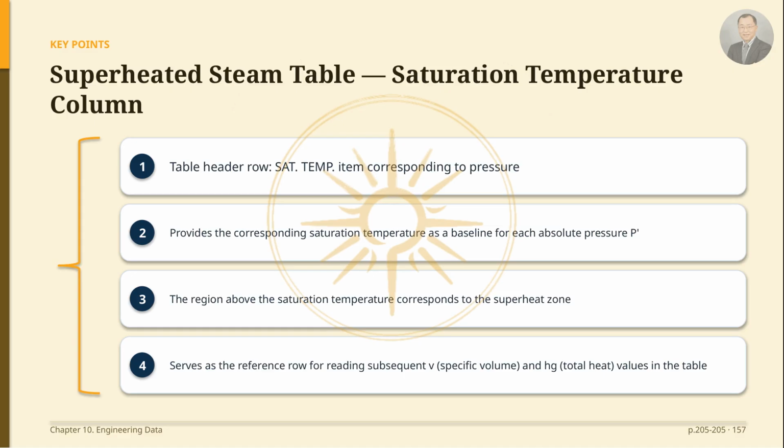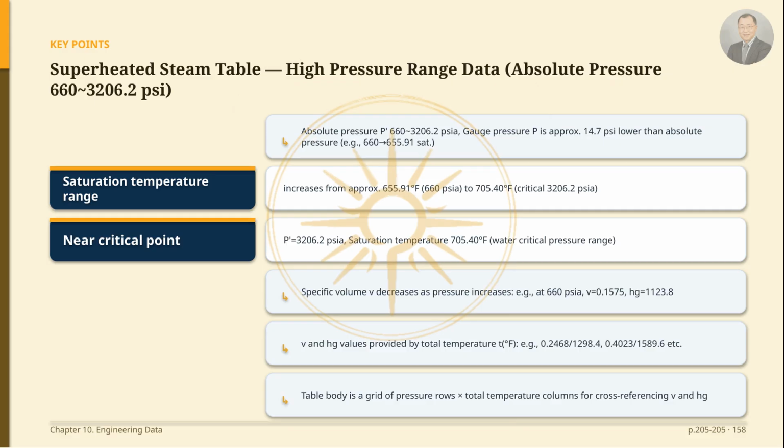I will now introduce the saturation temperature item of the superheated steam table. At the top of the table, there is a SAT temp row for each pressure condition. Saturation temperature refers to the temperature at which water boils and turns into steam at a given pressure. The region with temperatures higher than this is the superheated zone, and the specific volume and total heat values listed in the main body of the table are read based on this saturation temperature as a baseline, depending on the degree of superheat. In other words, the saturation temperature for each pressure serves as the starting point for interpreting the table.